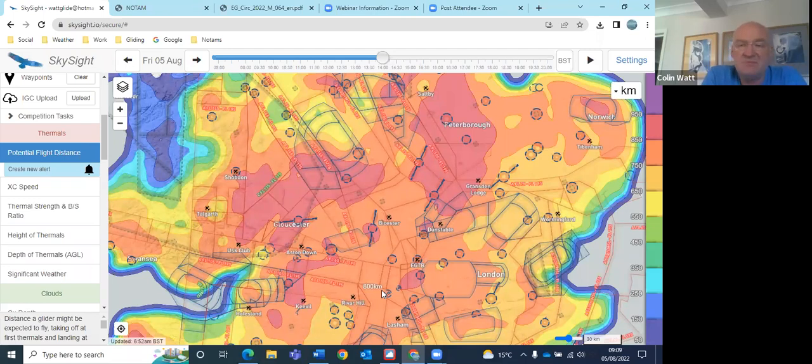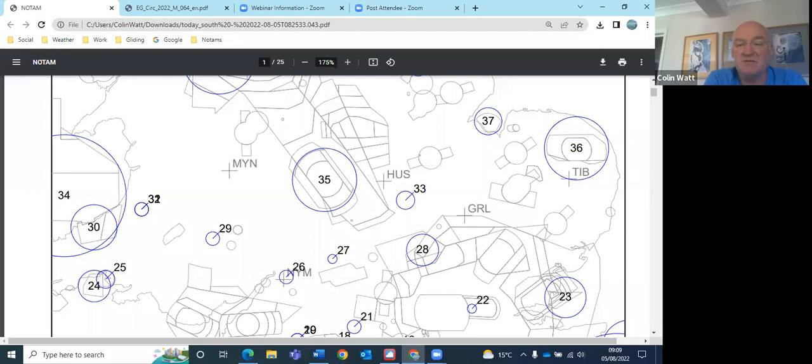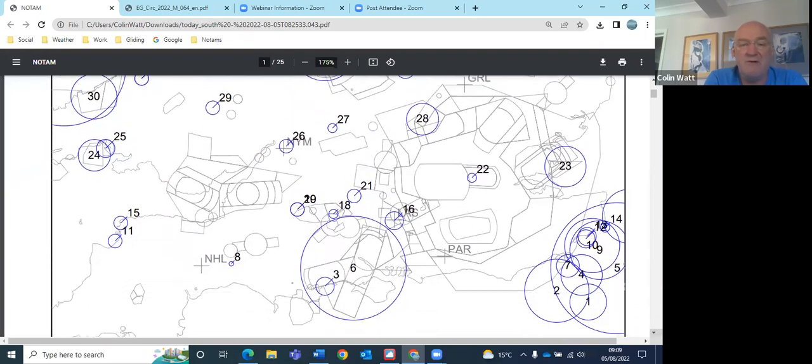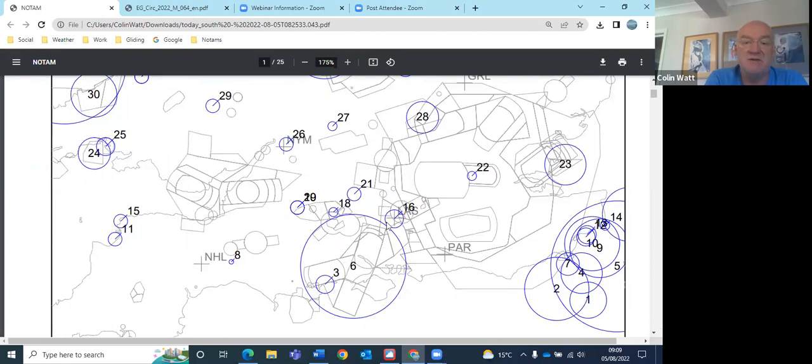Okie doke, right, airspace-wise, actually fairly quiet on the airspace map. Round us, number 16 is us. We've NOTAMed a busy day at Lasham. 20, 21, they're just paragliding. Not relevant to us. And 26 as well, just notifying paragliding.